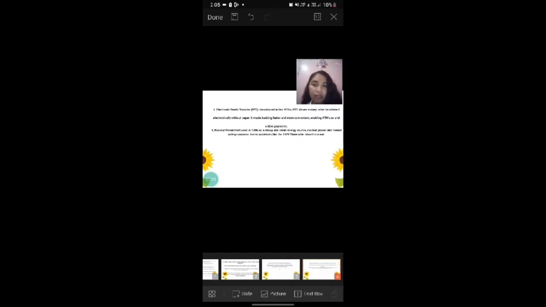So number three, electronic fund transfer, introduced in the 1970s, allows money to be transferred electronically without paper, making banking faster and more convenient, enabling ATM use and online payment. For example, sending money electronically through GCash or online banking to transfer your payment or balance.